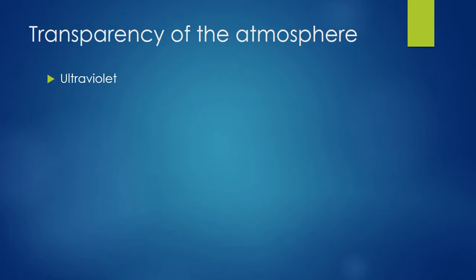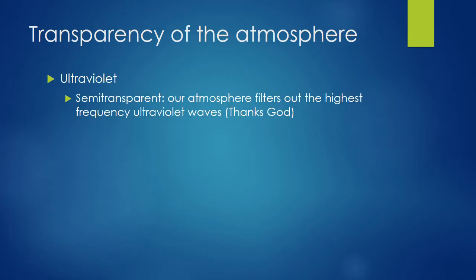The atmosphere, we can look at the atmosphere and say, okay, it is transparent. You can't see the air, you can see clouds, but how does that affect, how is that related to all of the waves that are out there? So the atmosphere is semi-transparent to ultraviolet light. A lot of ultraviolet light comes through, but not all of it. That is why you can get sunburned.